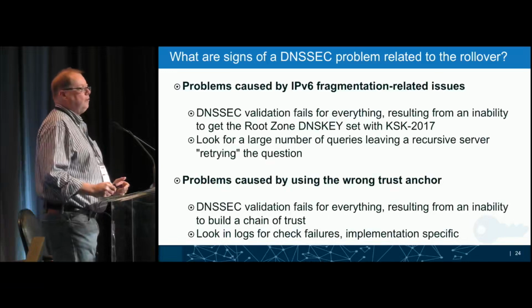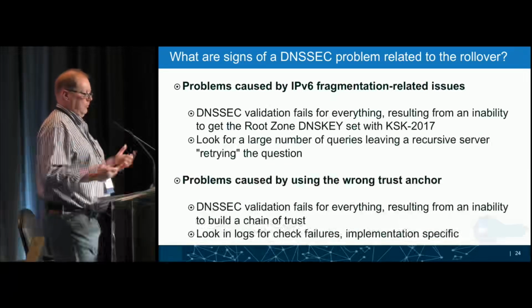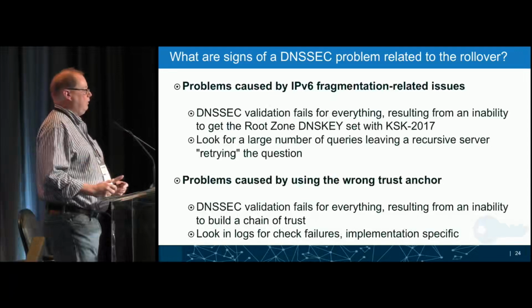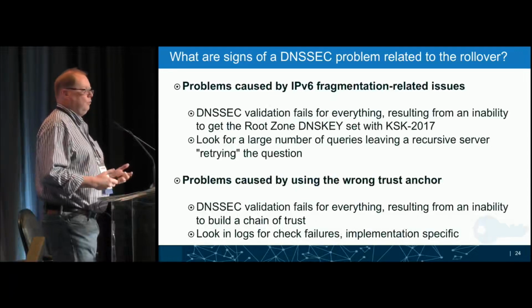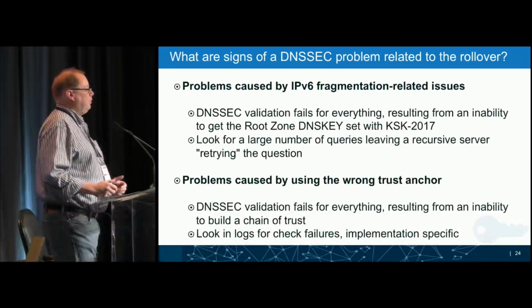There are two things that we're keeping an eye on. One is fragmentation of packets. When we're rolling the keys, the responses from the root zone are going to get larger than we've had in the past, and so there's some concern about fragmentation, especially in IPv6. One thing to look for there is if you see validation failing for everything, maybe you didn't get the new root zone KSK. Do you see lots of retries for those queries out there?